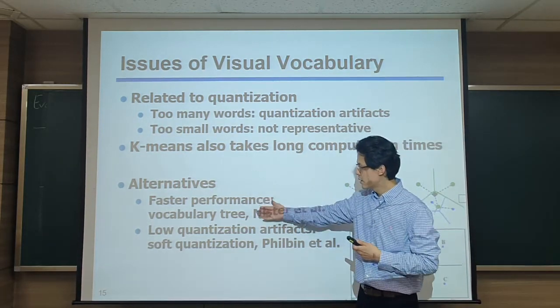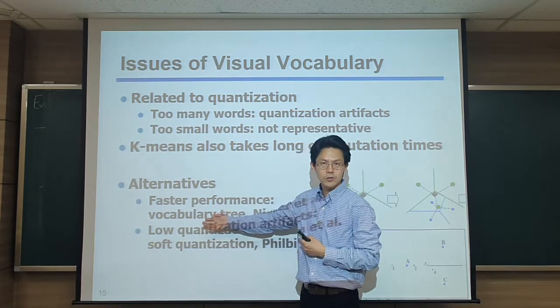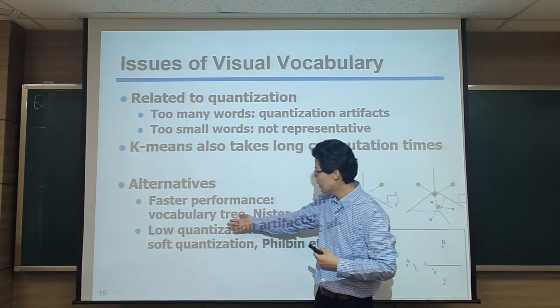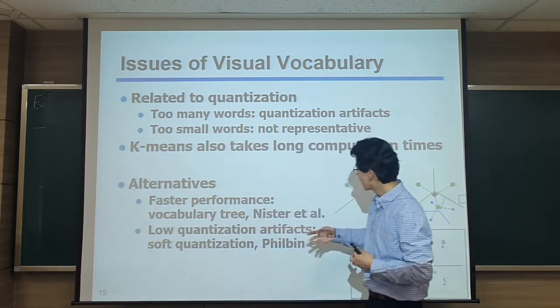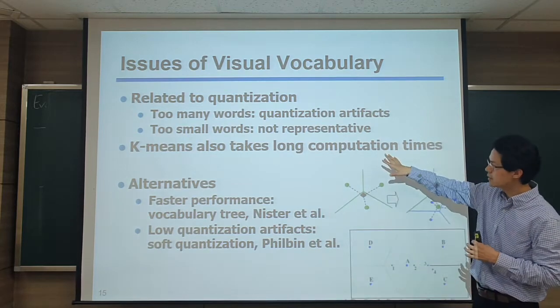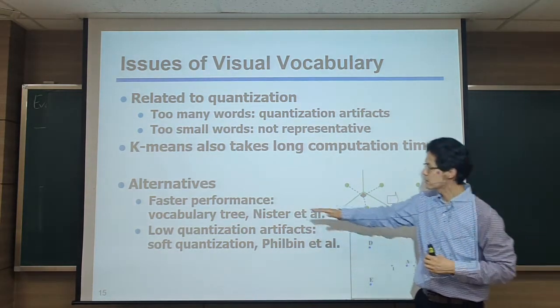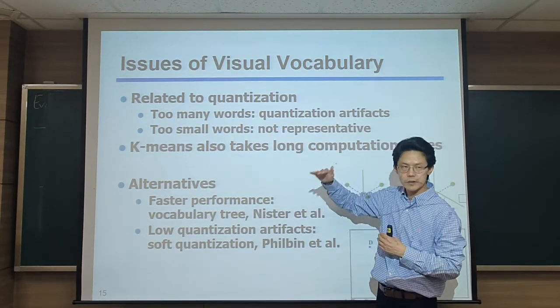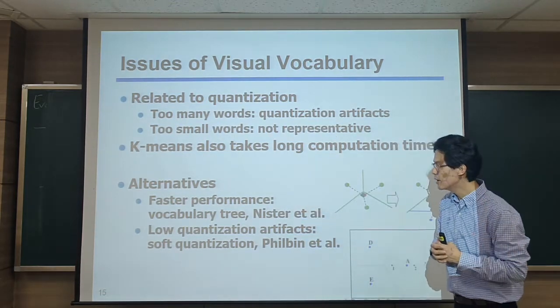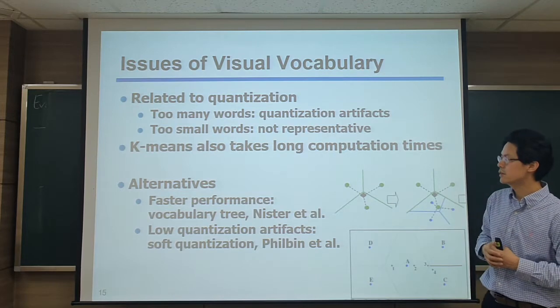There could be many other alternatives for accelerating the k-means by using a hierarchical approach. If you are interested, you can look for a paper known as the vocabulary tree. We build this kind of visual word in a hierarchical way, so we can actually build a tree of these words.